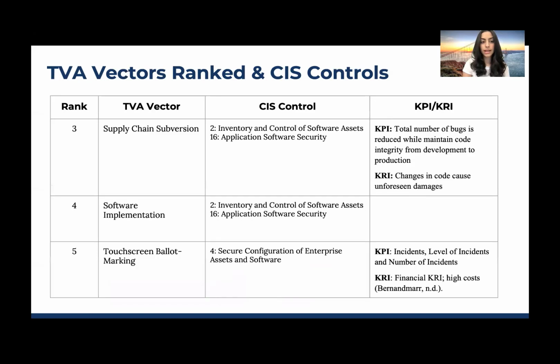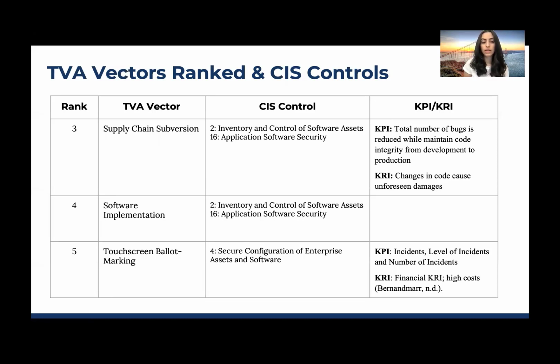The second slide covers the third on the list, which is supply chain subversion. It falls under CIS controls 2 and 16, which are inventory and control of software assets and application software security. The KPI is that the total number of bugs is reduced while maintaining code integrity from development to production. And KRI: changes in code cause unforeseen damages.